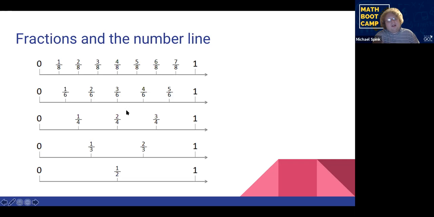Say we want the one in the middle. If we're going to break this up into 4 pieces for fourths, 0/4, 1/4, 2/4, 3/4, and 1, or 4/4, say we want 2/4, it will be 2 of those little pieces, right here in the middle, 2/4.